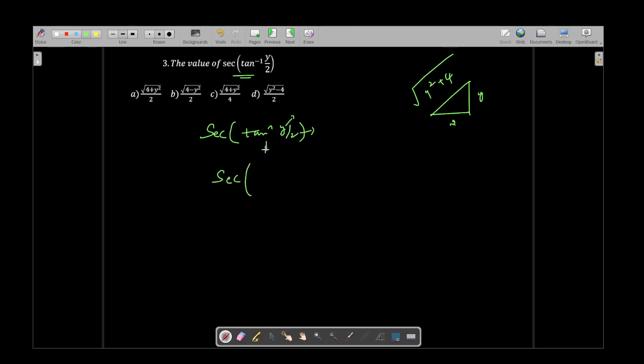I'll write this in terms of secant inverse. Secant is hypotenuse by adjacent. Hypotenuse is root y square plus 4, adjacent is 2. I can cancel secant and secant inverse now, so I'm left with root y square plus 4 divided by 2. So option A.